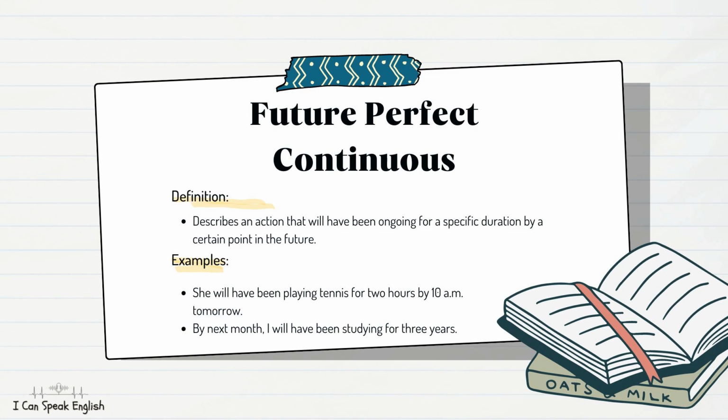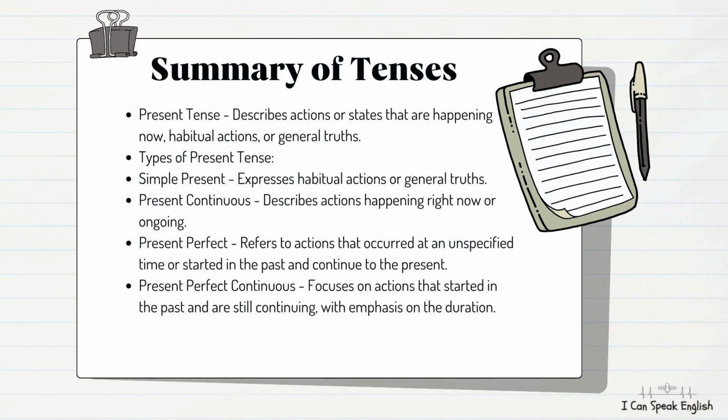Future perfect continuous describes an action that will have been ongoing for a specific duration by a certain point in the future. Examples: she will have been playing tennis for 2 hours by 10 a.m. tomorrow. By next month, I will have been studying for 3 years. Summary of tenses. Present tense describes actions or states that are happening now, habitual actions, or general truths. Types of present tense. Simple present expresses habitual actions or general truths. Present continuous describes actions happening right now or ongoing.